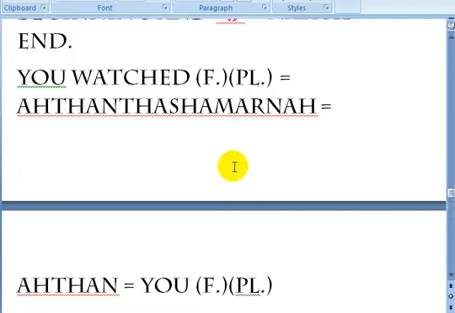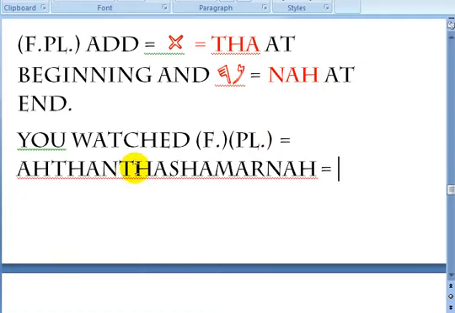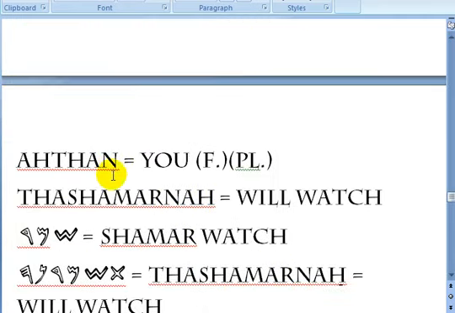All right, so going back up here to the feminine plural, you add a tha at the beginning, and na at the end. See, it's the same thing here. It looks like it's an a, but it's really a ha, because the na and the ha are connected together. All right, that makes it feminine. So you watched, feminine plural, is a thun, tha, shamar, na. A thun is you, feminine plural. Tha, shamar, na is will watch. And this distinguishes that it's you speaking about a female, and this is future tense.